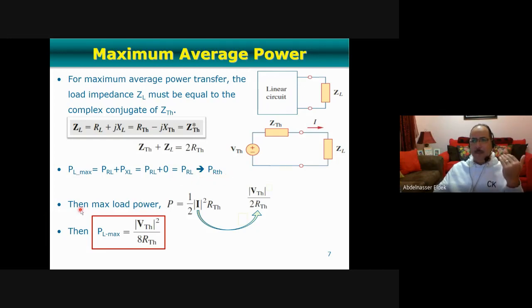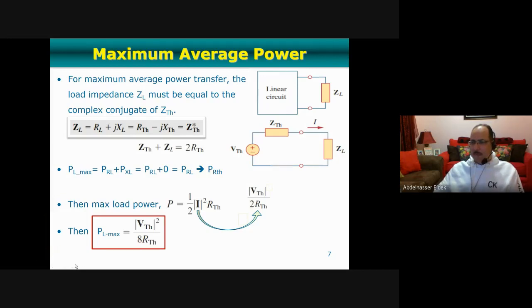Okay, so in this case, if you want to calculate the maximum load power, it is 1/2 I square Rth. You can calculate like this: current square times Rth and 1/2 here, because this is actually AC. So what's the current? The current is Vth divided by the total impedance, which is 2Rth. If you substitute this one here, the maximum power is Vth square divided by 8Rth.